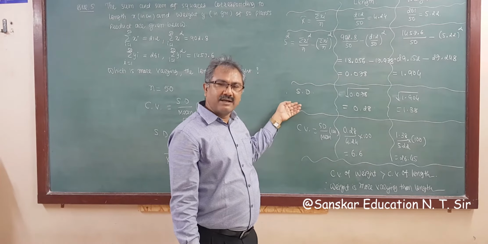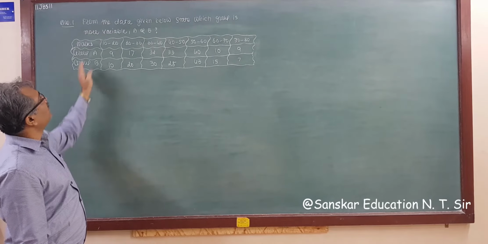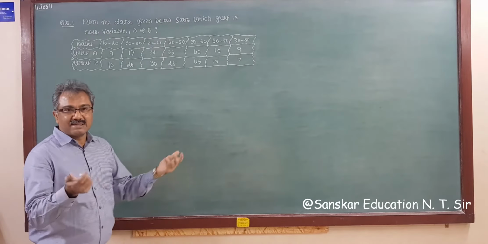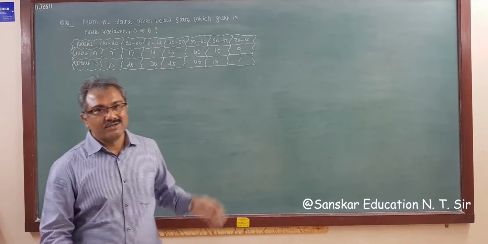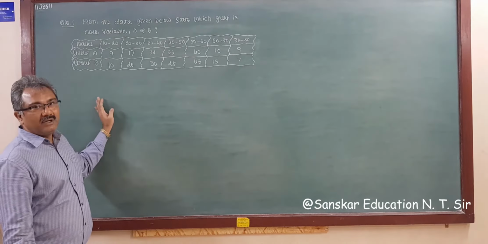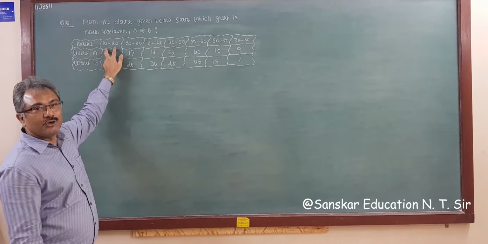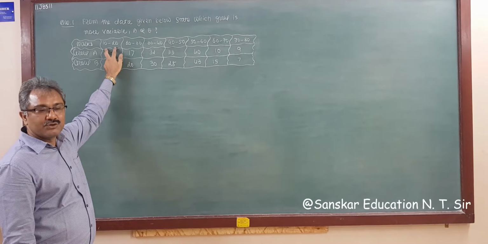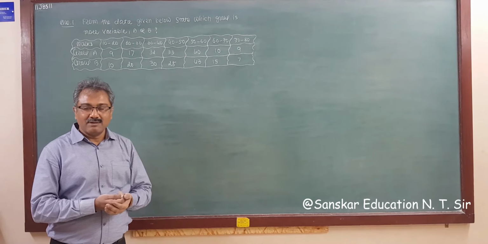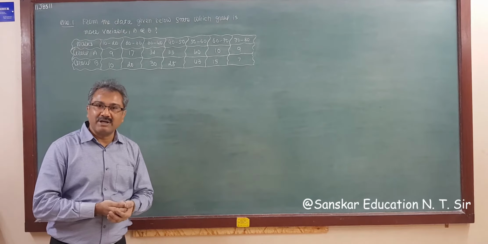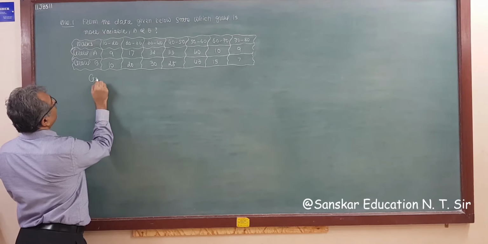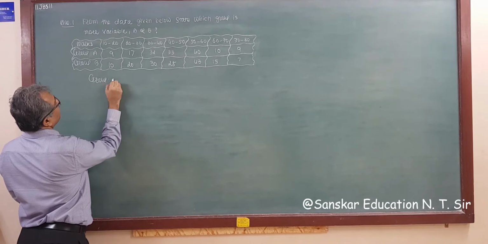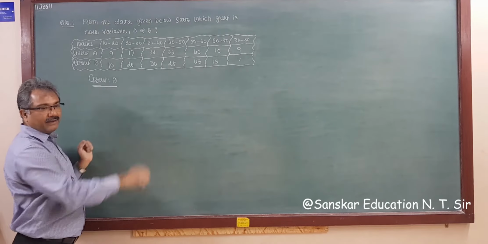Okay. Question 1. From the data given below, state which group is more variable, A or B. This means we have to find out the CV for group A as well as CV for group B. This is a lengthy example because the data given is continuous data, right? So you have to find the mean first, as we used the earlier method, starting with group A, right?